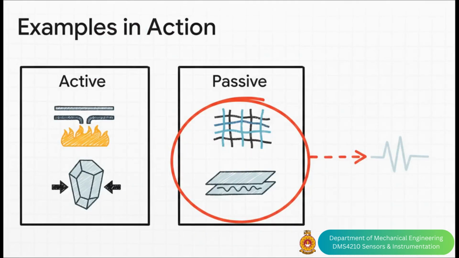So a thermocouple is a perfect example of an active sensor. It literally creates its own voltage just from a temperature difference. A strain gauge, though, that's passive. You have to pass a current through it to see how its resistance changes under stress. Now here's where it gets interesting. Remember how we just said a strain gauge is analog? Well, it's also passive. This shows you that a single sensor can fit into multiple categories. It all just depends on which lens you're using to look at it.